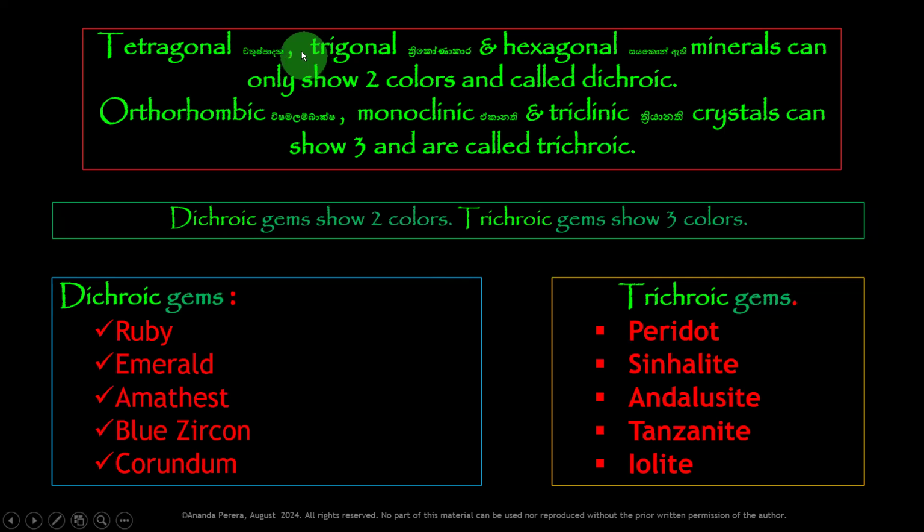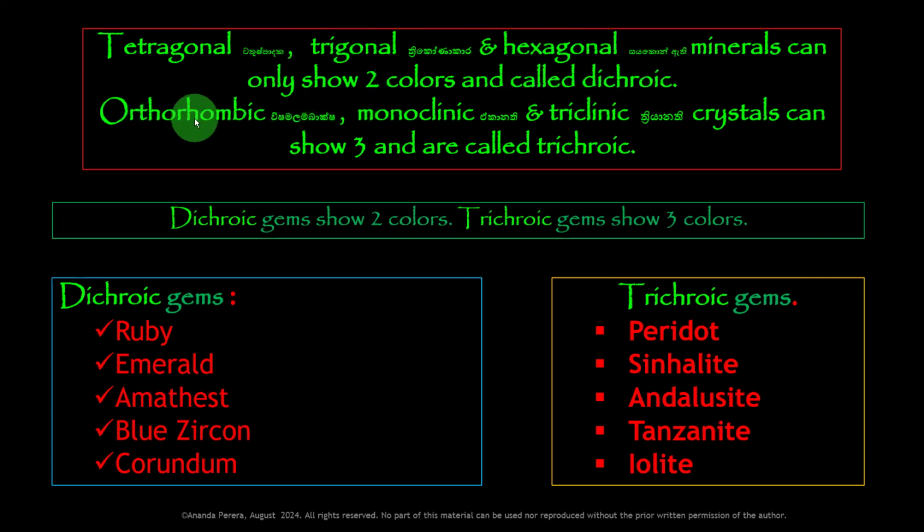Here we are learning tetragonal, trigonal, and hexagonal minerals, which we learned earlier. Tetragonal means there are 4 sides. Trigonal, triangles are there. Hexagonal, there are 6 sides. These 3 types of minerals can only show 2 colors in their pleochroism and are called dichroic. So remember, tetragonal, trigonal, and hexagonal minerals are dichroic.